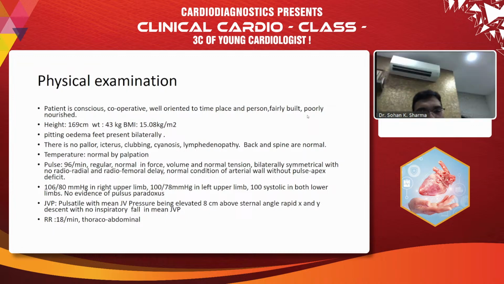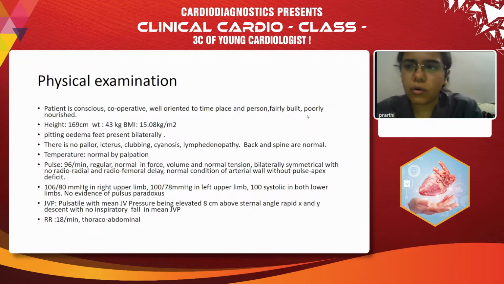What do you mean by no inspiratory fall in mean JVP? Sir, usually on inspiration, there will be an inspiratory fall in the JVP due to a decrease in the pressures. But whenever there is constrictive pericarditis, there is no decrease in pressure. That is why there will be no fall in JVP during inspiration. Thereby the sign is called Kussmaul sign, and it will be present in constrictive pericarditis as well as restrictive cardiomyopathy, sir. Okay.